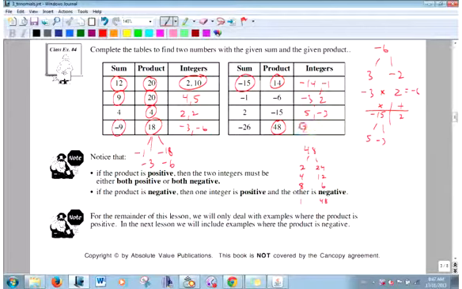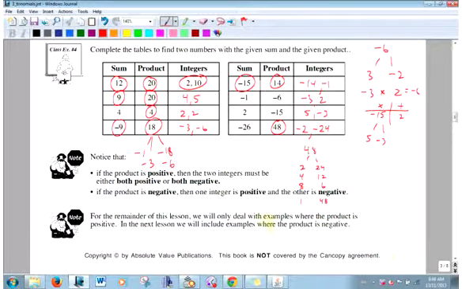How am I going to make it so it works? They've got to add to negative 26. Does that work? Yeah. Double check it. 2 times 24 is 48. Negative times a negative is a positive. Those add to negative 26.